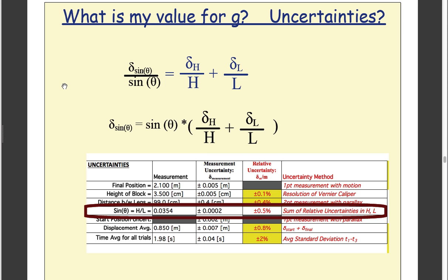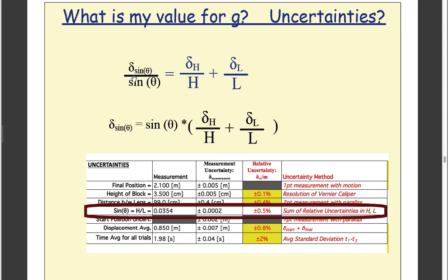I need to mention quickly that H, if you remember, height, the block, and L, the distance between the supports, H over L was sine theta. Now sine theta, we find this measurement uncertainty a little bit differently. If you remember, the uncertainty in sine theta divided by sine theta should simply be the sum of the relative uncertainties that went into finding sine theta, namely H and L.